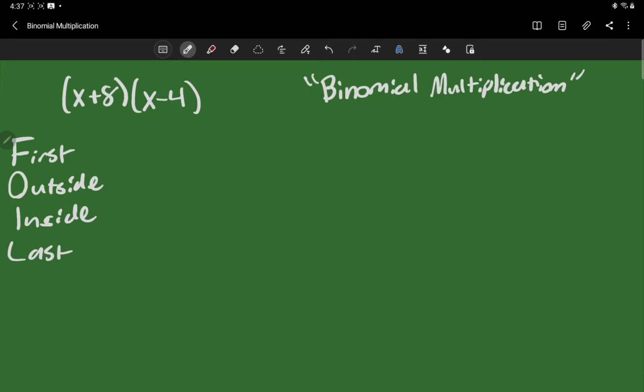Binomial multiplication is something that happens at pretty much every level of mathematics, unless you get into really high levels, but it all builds on top of each other. So let's go over what that actually means. We'll take this example of the x plus 8 and the x minus 4. So the first thing we're going to do is multiply the first terms. The first terms here would be this x and this x, and we're simply going to multiply them by each other. So we're going to get x squared.